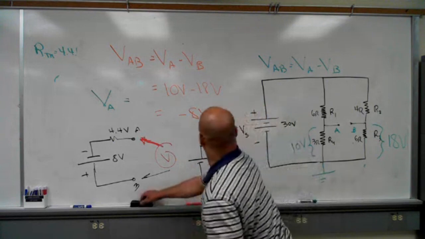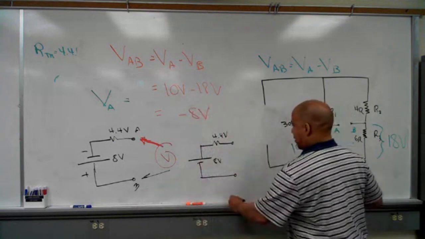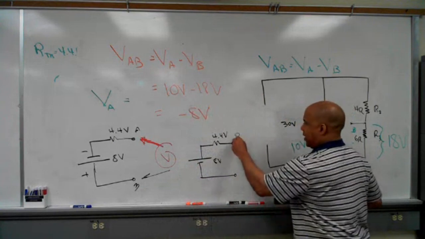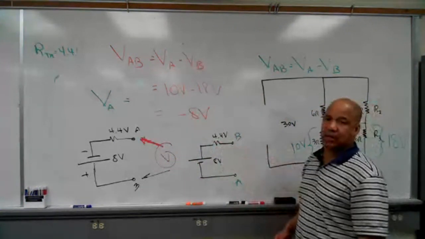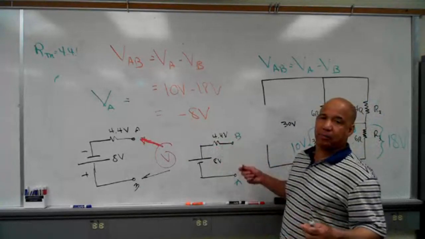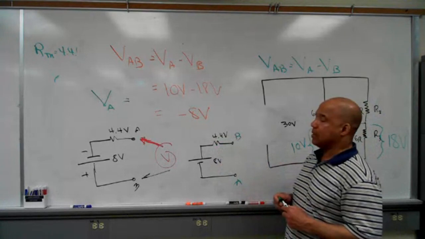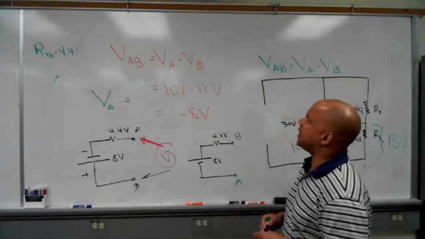What you do is you call this one right here terminal B and that one terminal A. That's not a big deal. So if you get that backwards, it doesn't matter. If you got the 8 and the 4.4, I would be completely happy. So I ran a little over today, so that really is it.